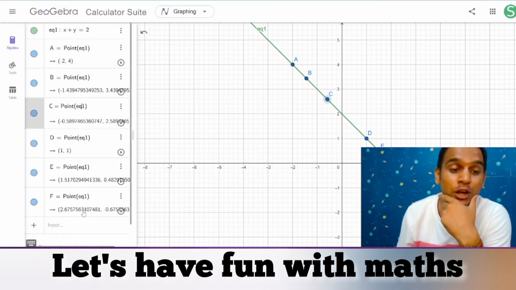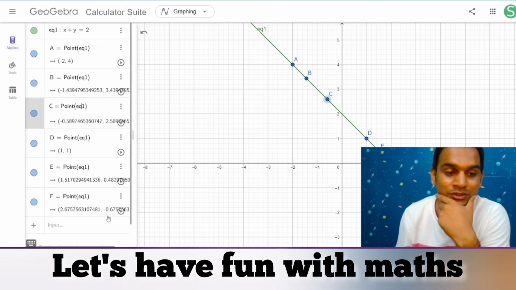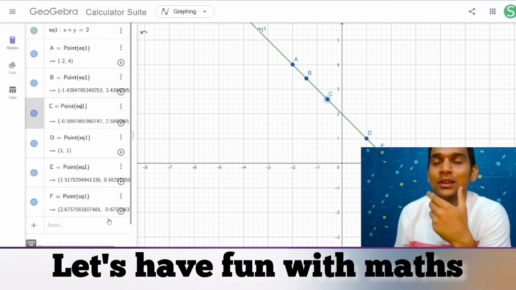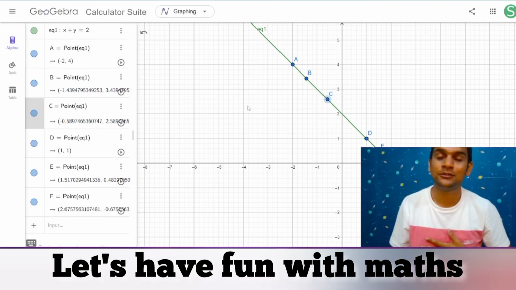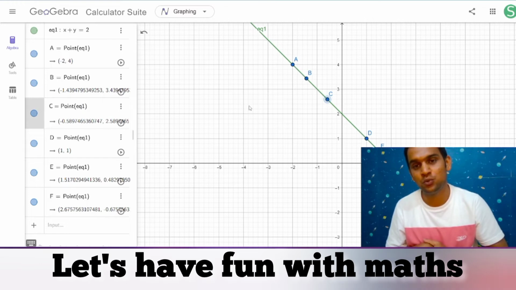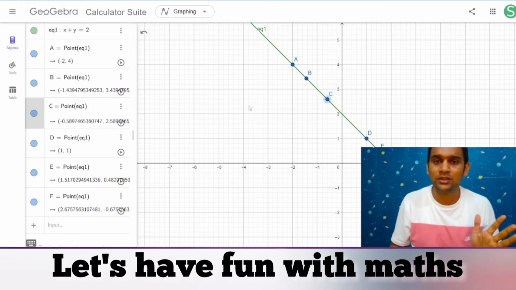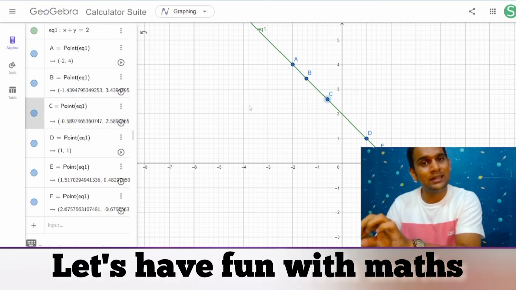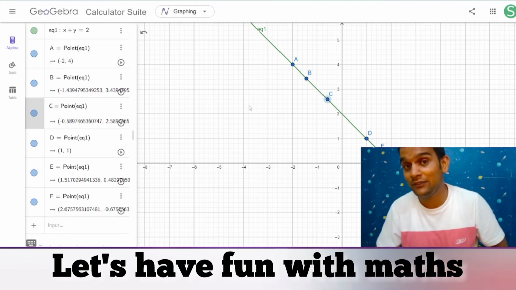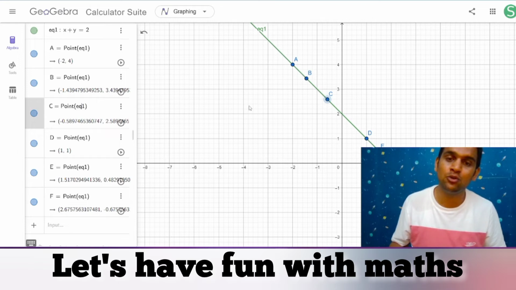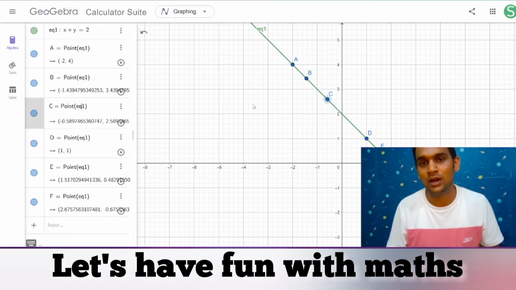Point F is (2.6, -0.6). So 2.6 minus 0.6 is obviously 2. So that is what is meant by the solution of a linear equation in 2 variables. Whenever we plot the graph, no matter what point we take, it will satisfy the equation. What is the meaning of satisfying the equation? LHS will be equal to RHS.